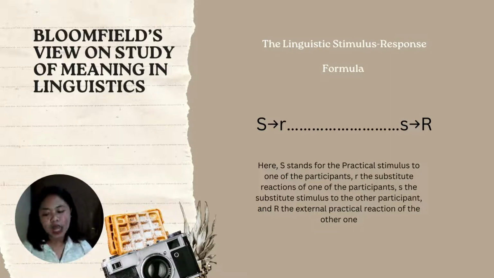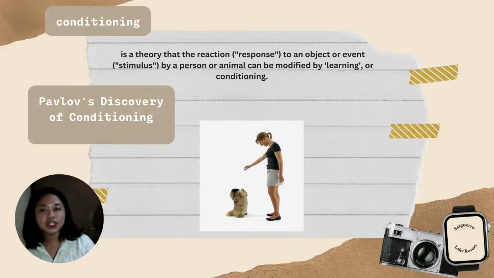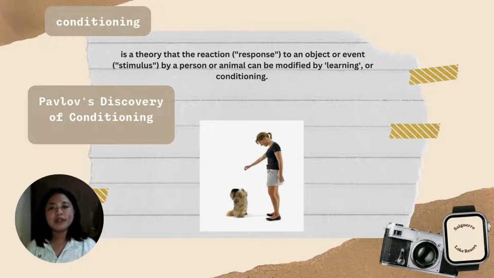In addition, Bloomfield's linguistic stimulus-response theory is greatly influenced by behaviorism. Behaviorism assumes that all things organisms do, including acting, thinking, and feeling, can and should be regarded as behavior. And next is conditioning. It is a theory that our reaction, or response, to an object or event, the stimulus, by a person or animal can be modified by learning or conditioning.